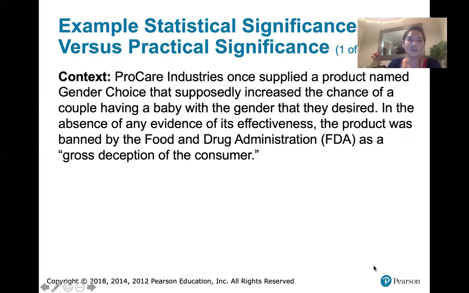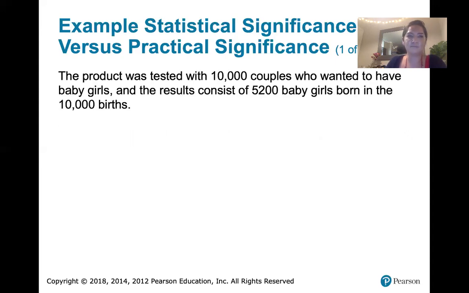So here's an example, and we're given some context. I'll read it to you. It says, ProCare Industries once supplied a product named Gender Choice that supposedly increased the chance of a couple having a baby with the gender they desired. In the absence of any evidence of its effectiveness, the product was banned by the FDA as a gross deception of the consumer. Okay, so the FDA banned it because it was deceptive, and let's see why.